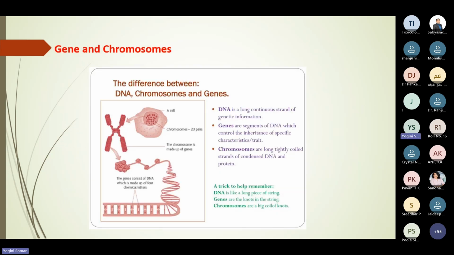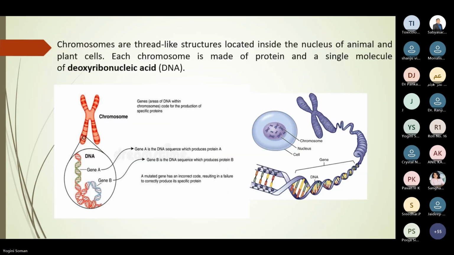What is gene, chromosome, and the DNA? So, in simple language, DNA is a long piece of string. In that string, there are knots. Those knots are the genes, and a big coil of the knots are chromosomes. So, a chromosome is a thread-like structure which is located inside the nucleus of animal or plant cells. Each chromosome is made up of protein and a single molecule of DNA.